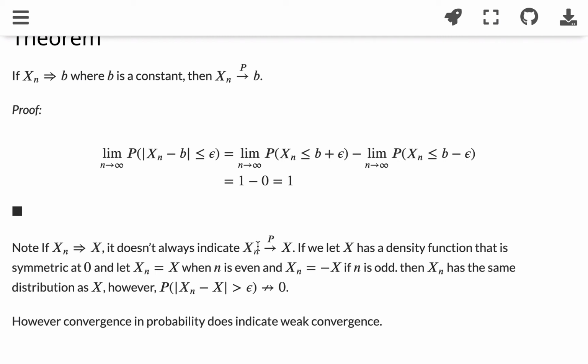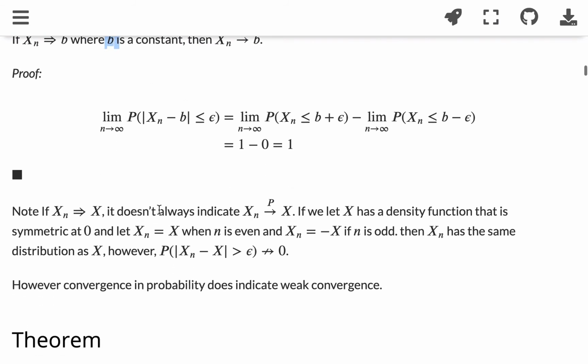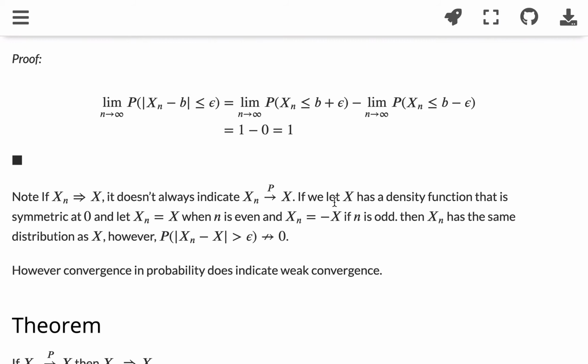Something we have to be aware of is that if Xn converges to X in distribution, it doesn't always indicate that Xn converges to X in probability. It's true for constants, but not true in general. Let's see an example. Let X have a density function that is symmetric at 0, and let Xn be X when n is even, and Xn equal to minus X when n is odd. Then Xn has the same distribution as X. However, the probability of |Xn minus X| greater than epsilon does not go to 0. It's an alternation of 0 and 1. So this is not true in general.